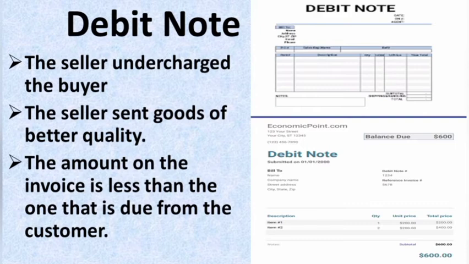The credit note is used when a customer is overcharged, that is when goods of 50 naira are sold for 60 naira or above. Then the debit note is used when a customer is undercharged, that is when goods of 50 naira are sold for 40 naira. All right, then we have the delivery note.